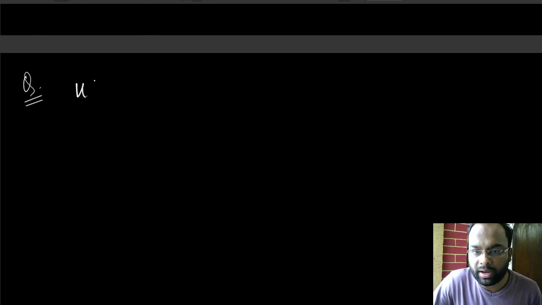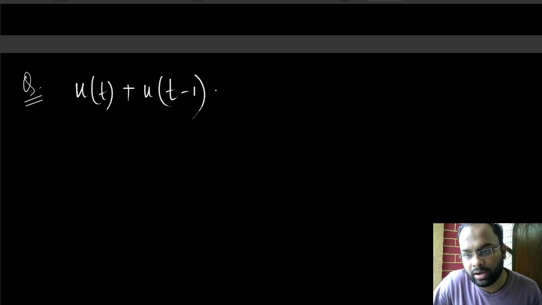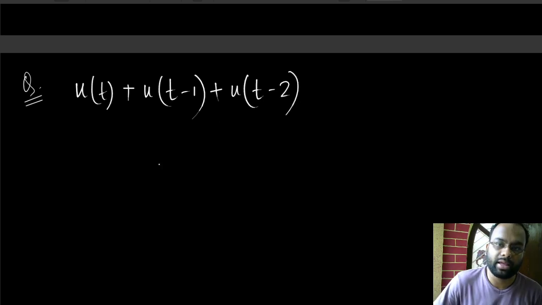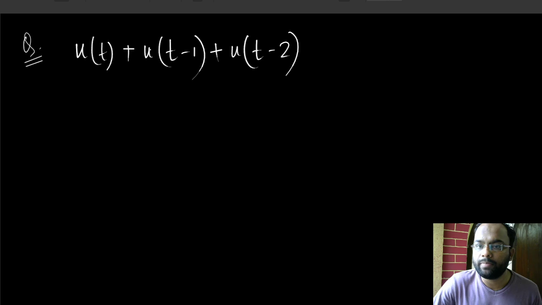Right. So let's have another simple question. My question is, what would this one be like? u(t) plus u(t minus 1) plus u(t minus 2). What would this be like? Can anybody tell?